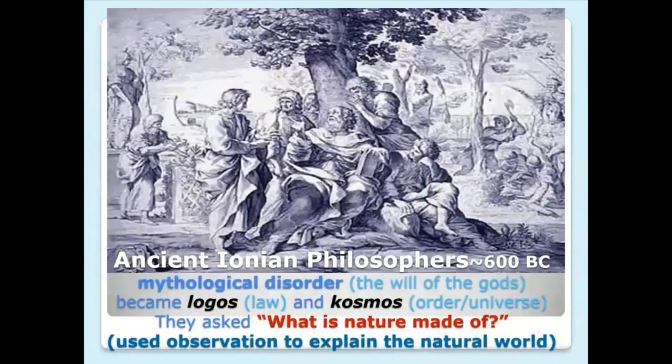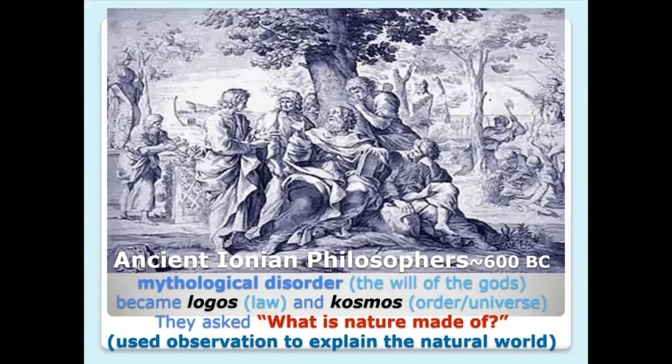And then the ancient Ionian philosophers around 600 BC, and yes, that word ion is there. That's where the word ion comes from. So they took the will of the gods, the mythological disorder, and they began asking, what is nature made of? They tried to make law and order out of the universe. They wanted to understand what nature is made of. They started using observation to explain the natural world.